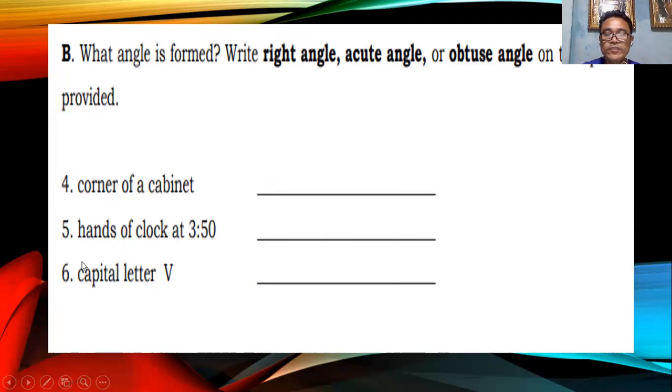Okay, let's check your answers. Number 4, the corner of a cabinet is what kind of angle? It is a right angle. Number 5, hands of clock at 3:50. What angle is formed? Obtuse angle. Then capital letter V. This one. So this is an acute angle.